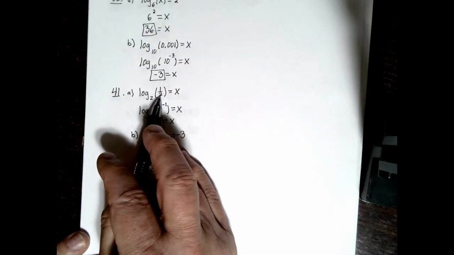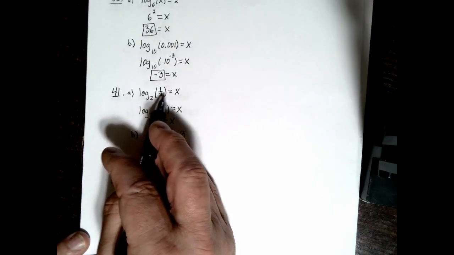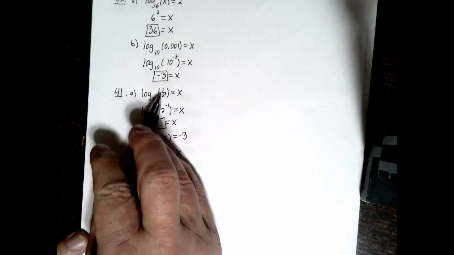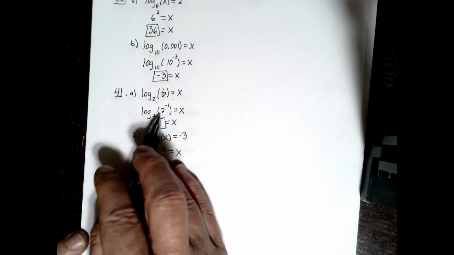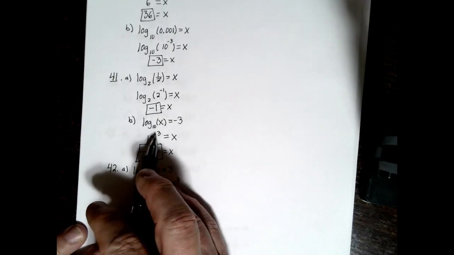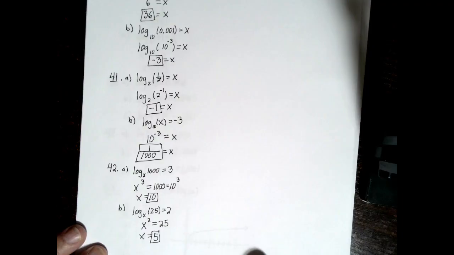1/2 you can write as 2 to the negative 1, because this is 1 over 2 to the positive 1, right? That's a positive 1 exponent there. And when you cross the fraction bar with it, it becomes a negative 1, and now that those two match, the answer is just the exponent. Alright, so this one you can use rule 1. 10 to the negative 3 equals x, and 10 to the negative 3 is 1 over 1,000.